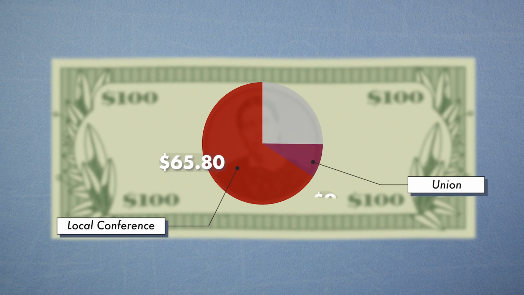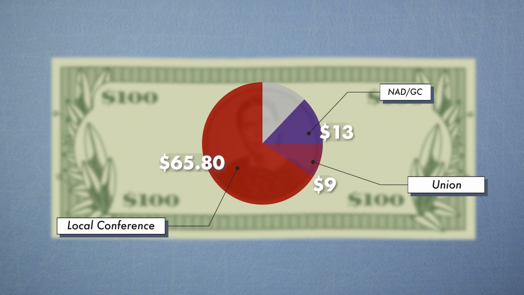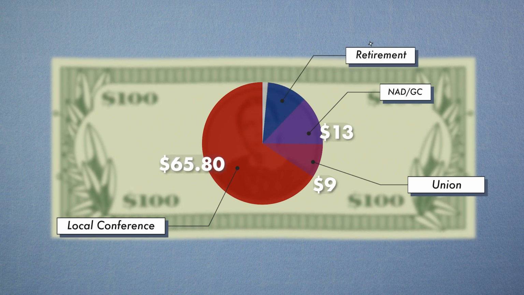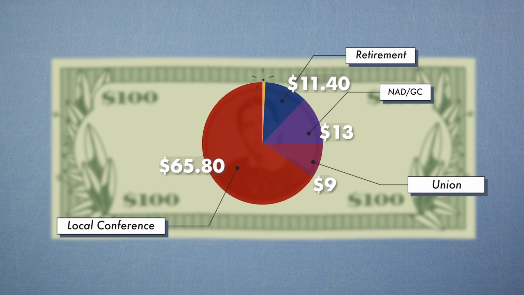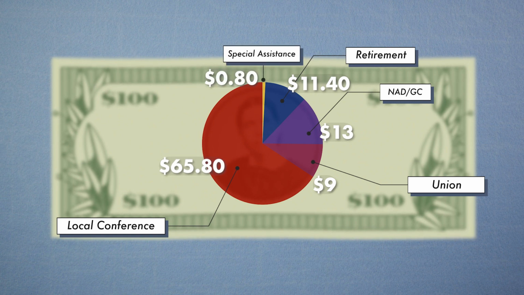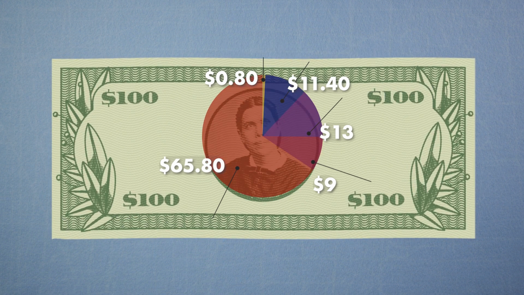About $9 goes to the union. About $13 goes to the North American Division, NAD, and the General Conference, GC. $11.40 goes to administer and pay for retirement benefits for church employees like pastors and teachers. And a little less than $1 goes towards special assistance, which helps support conferences who are less financially able.